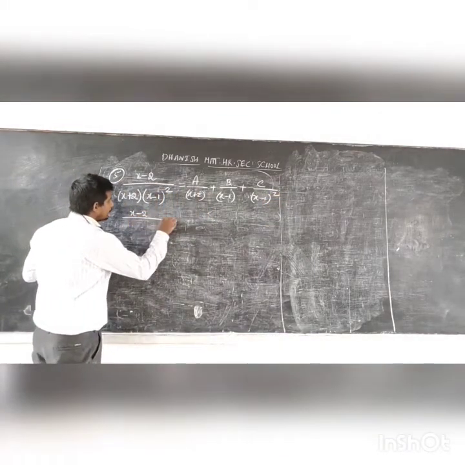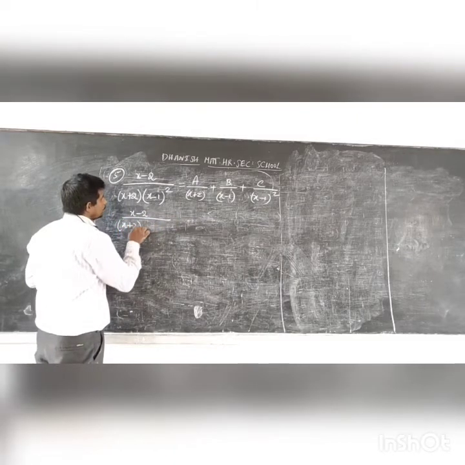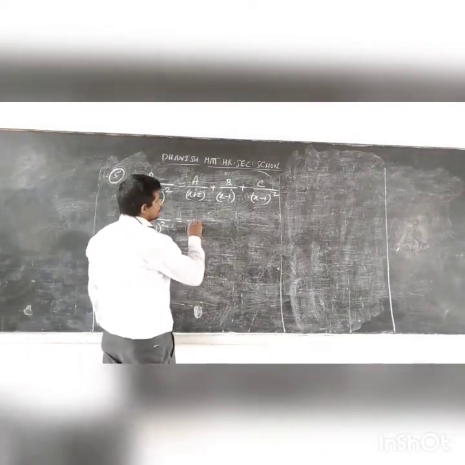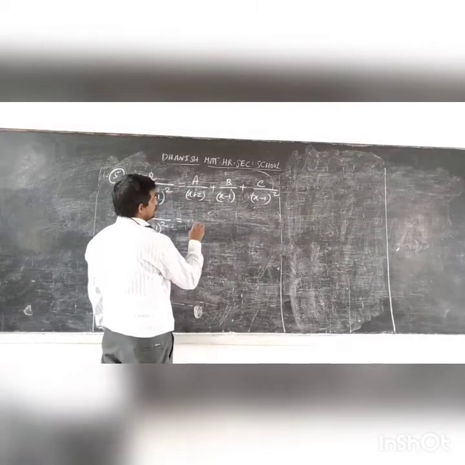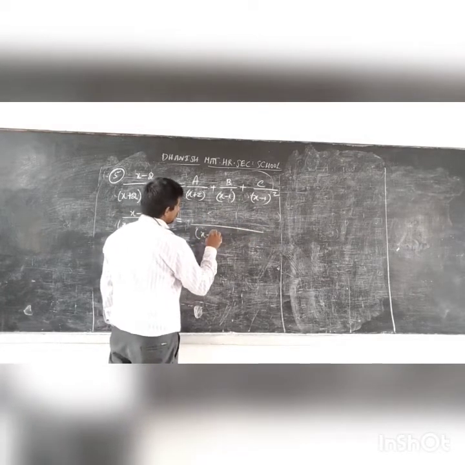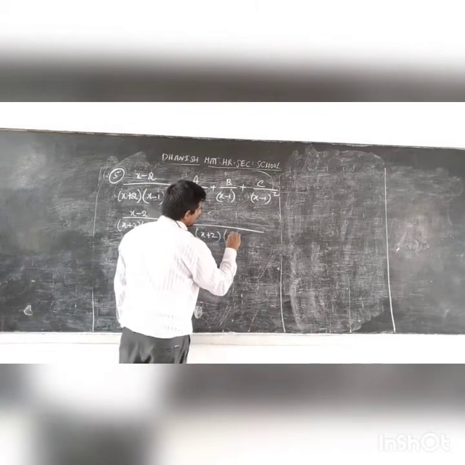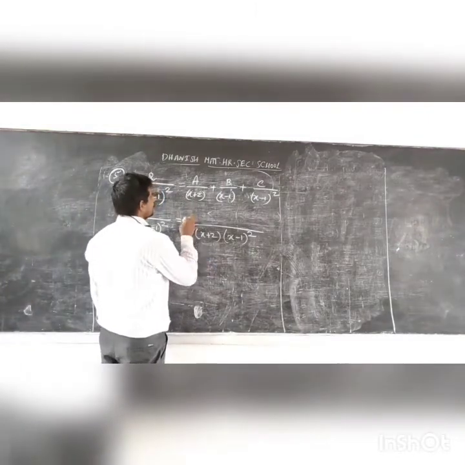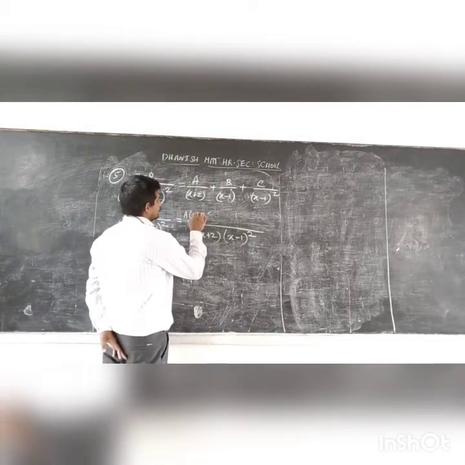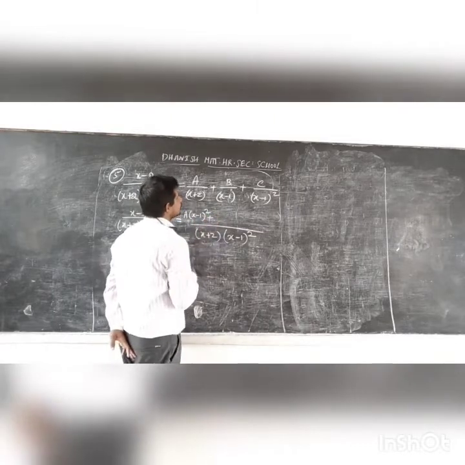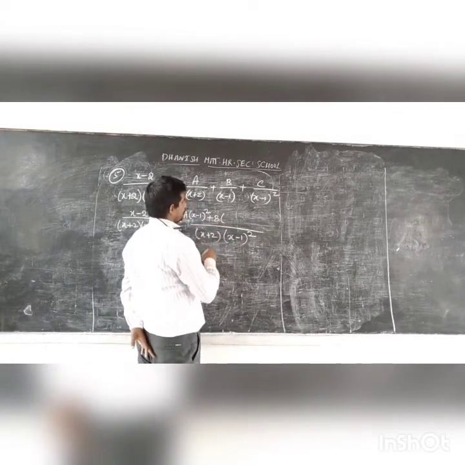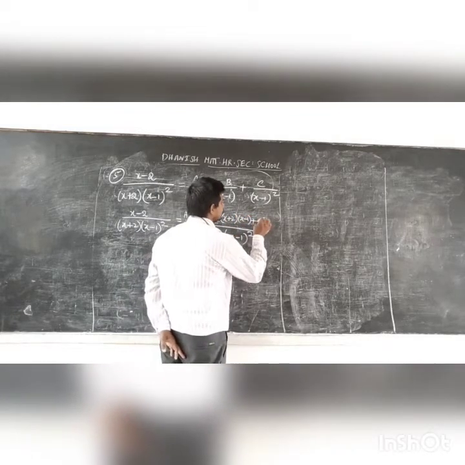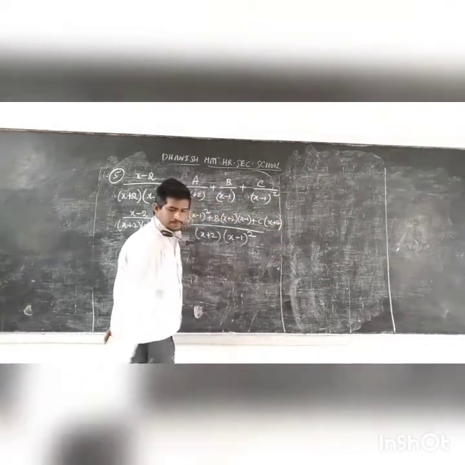Now x minus 2 divided by x plus 2 into x minus 1 whole square equal to, now I'm going to take the LCM as, for this term I'm going to take x plus 2, for these two I'm going to take x minus 1 whole square as a LCM. Now the numerator will be A into x minus 1 whole square plus B into x plus 2 into x minus 1 plus C into x plus 2.